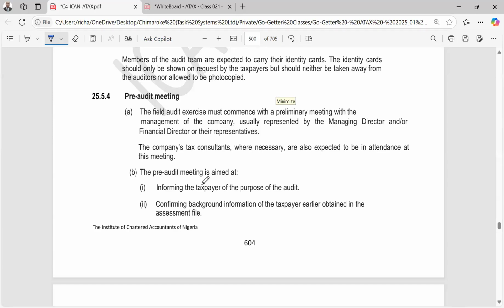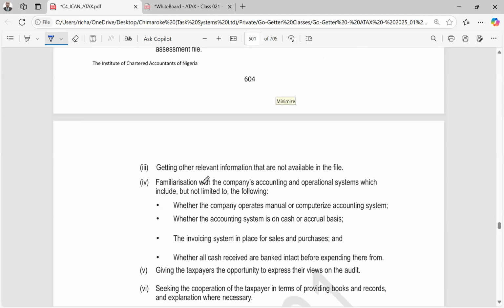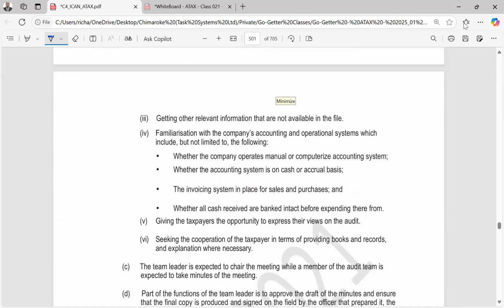Then we also have getting other relevant documents or information. That's fine. Then familiarizing themselves with the company's operational system and what have you. Then give the opportunity for the management to express their view about the audit. Now, make notes, you have not started the audit, but you have become so knowledgeable in the company that you are asking them to confirm what you know about them. They are confirming.